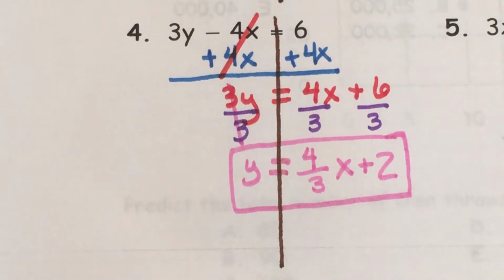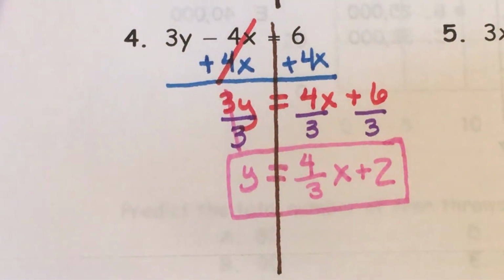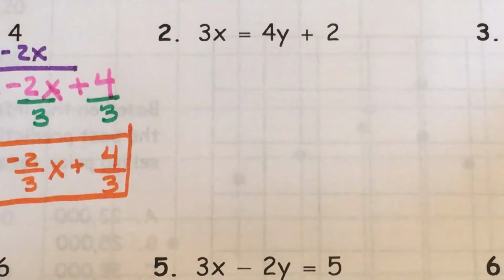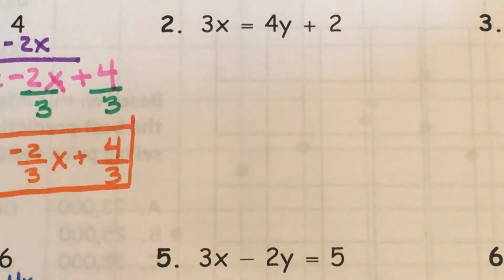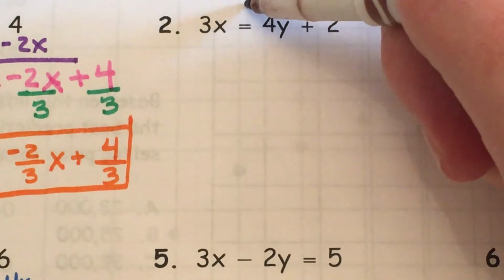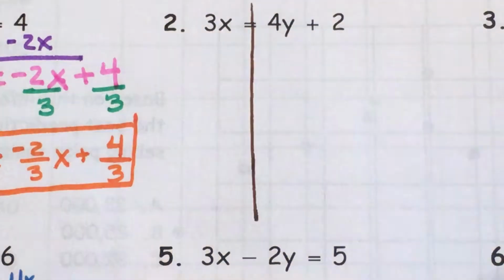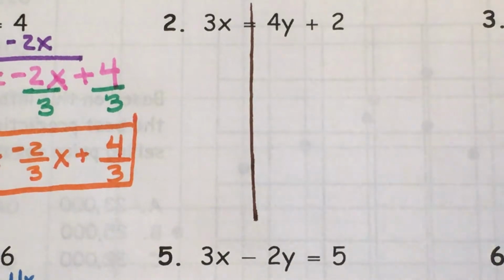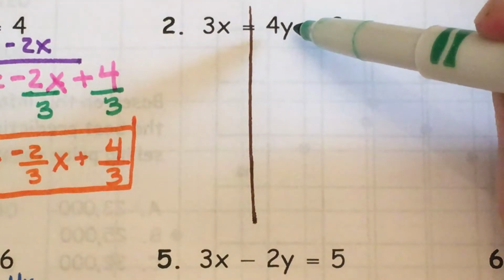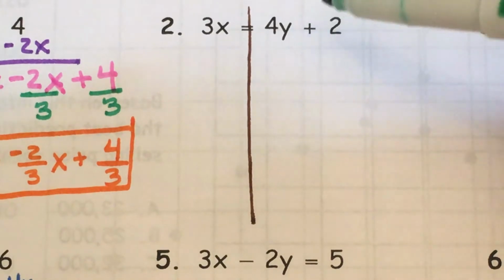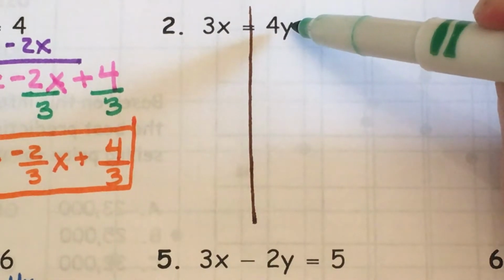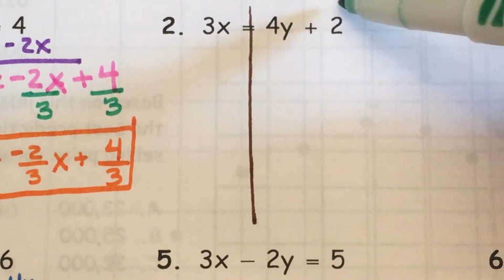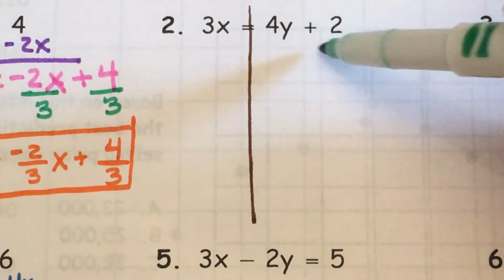Let's go look at problem number 2. Back up to the top. So we draw our river through the equal sign. Now this problem has been known to throw people off because the y is on the right. That's okay. So we're still going to get the y alone. Let's get rid of the term that is being added or subtracted to the y first.